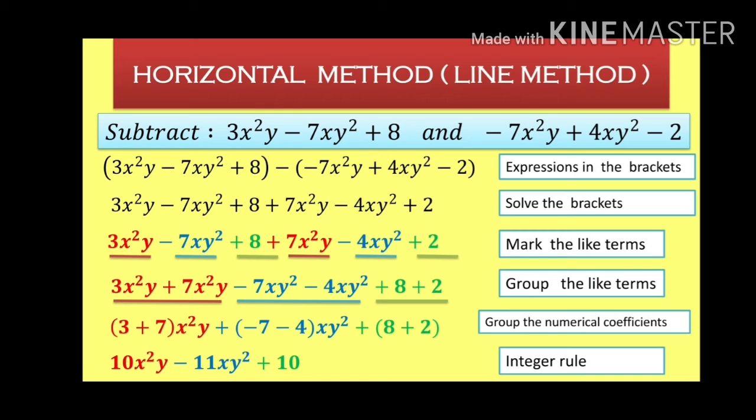So with the like terms, we'll just put it there. Further, we cannot solve it because these are all unlike terms. So we don't simplify it further. We cannot do it. So we have to keep it as it is.